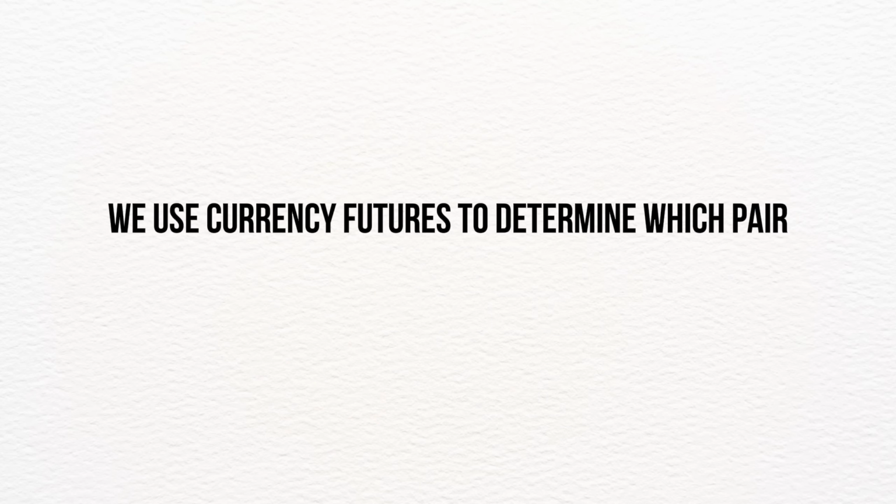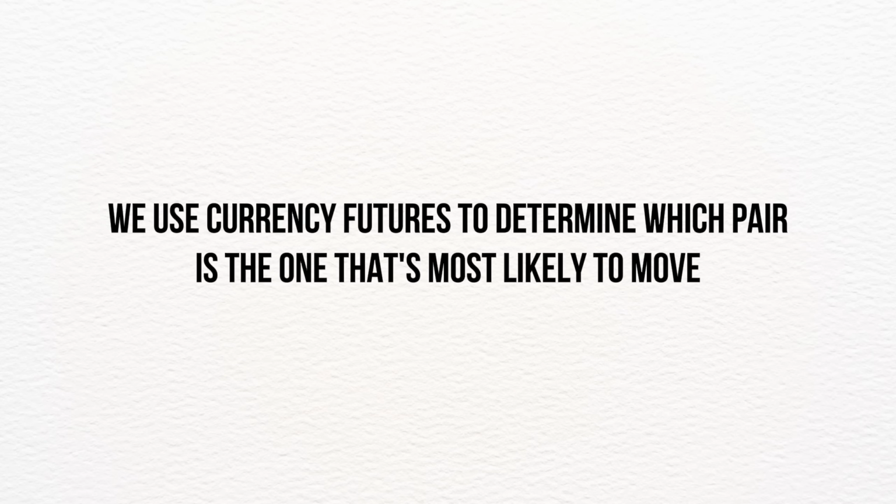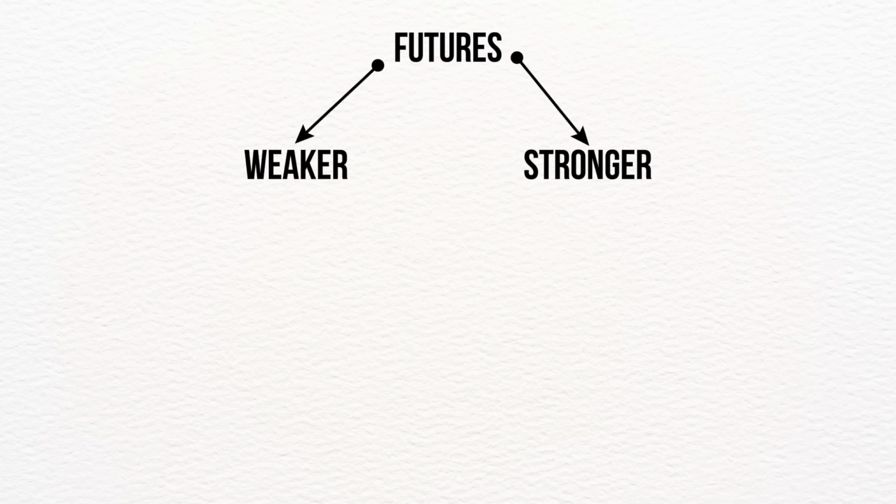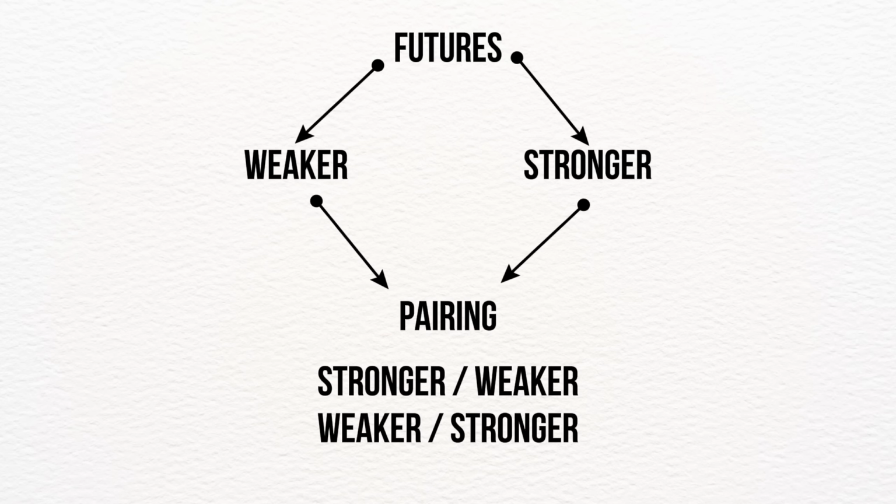We can use currency futures to determine which pair is the one that's most likely to move. So basically, we are using these futures to identify the weaker and stronger currencies and then pairing them. We want to pair a strong currency with a weak currency.